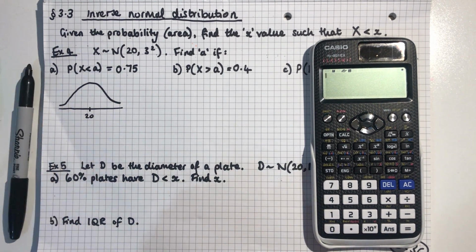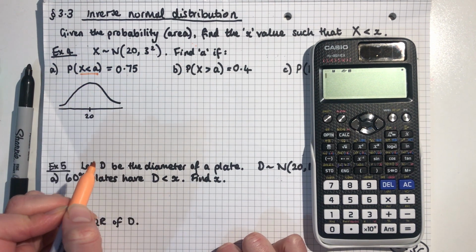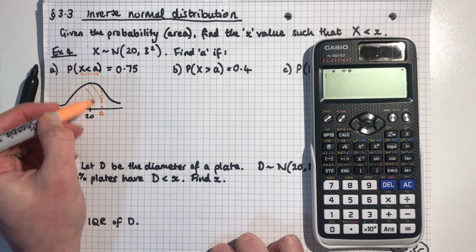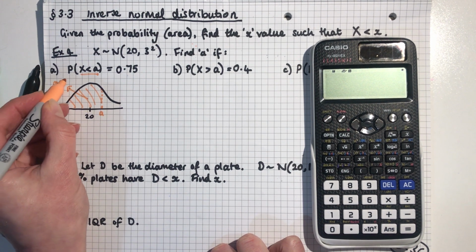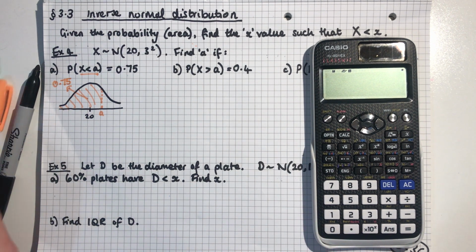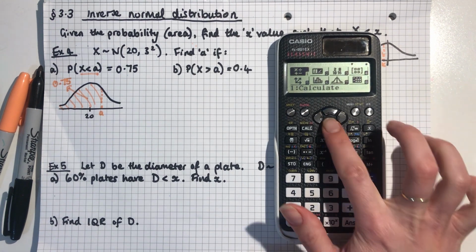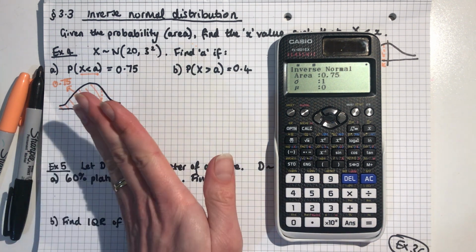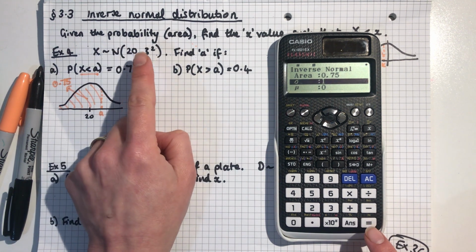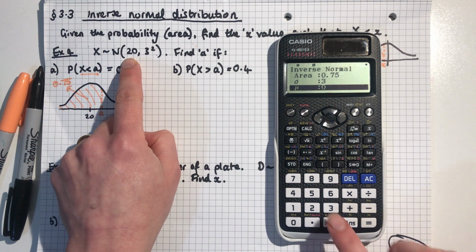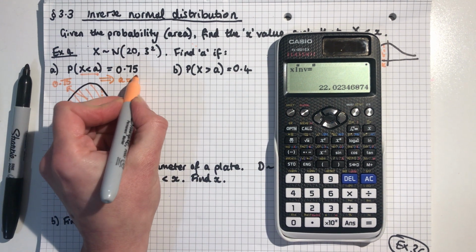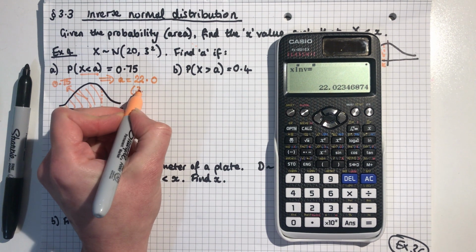If we know that the probability of being less than a number A is 3/4, 0.75, then A must be somewhere up here, somewhere like that. And we know that this area here is 0.75. So how do we find this value A? First of all, we go to the distribution setting on the calculator again, number 7, and we choose number 3, inverse normal. We type in the area that's less than this value, as it only works for an area to the left of the value. We type in our standard deviation, which in this case is 3, the mean, which is 20, and it tells me that my number A is 22.0 to 3 significant figures.